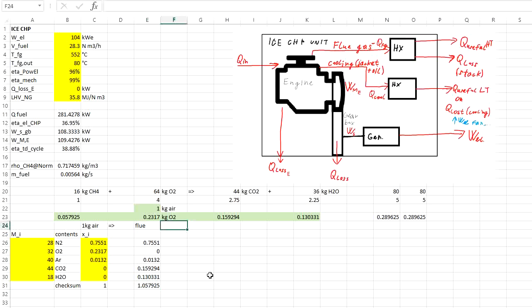And now, if we convert that to mass fraction, so we just take this value and divide it by the sum over here. And let's check it out, and we can see that we have mass fraction of each component in the flue gas.